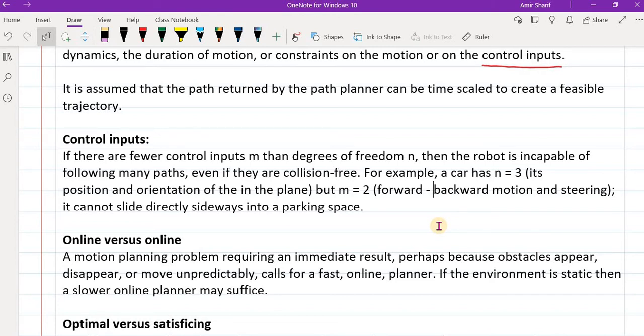So this is again a motion planning control problem, and for that only path planning is not enough. Actually, you need motion planning, in which you have to deal with the limited control inputs.